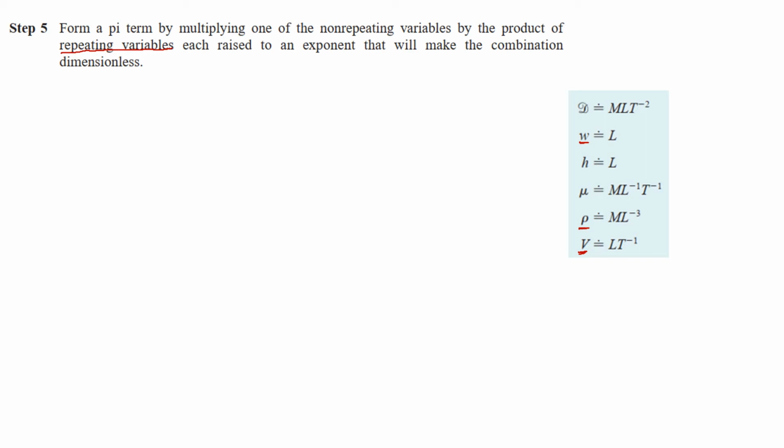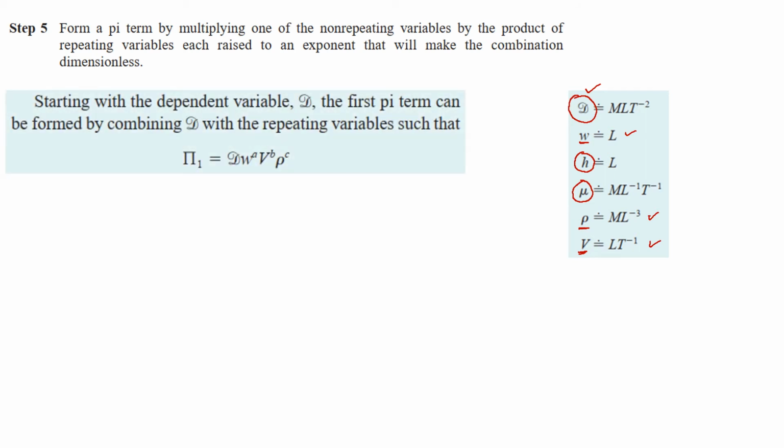The drag force is one of my non-repeating variables. I'm encircling them. The height is my non-repeating variable, and the viscosity is also a non-repeating variable. So I will take the drag force first and multiply it with the repeating variables to form my first pi term. This is how I'm going to do that. This will be my pi 1 term.